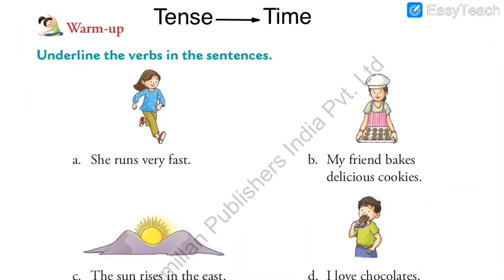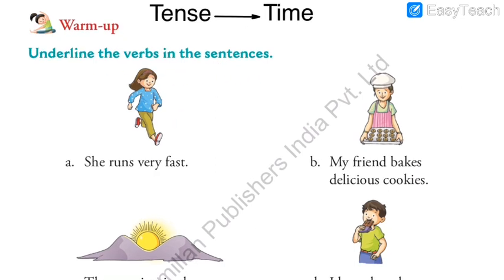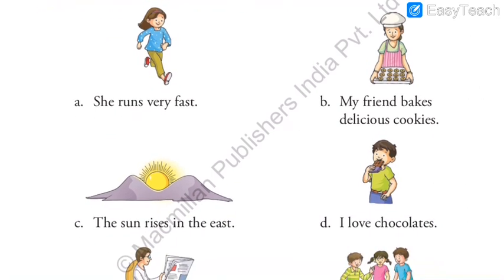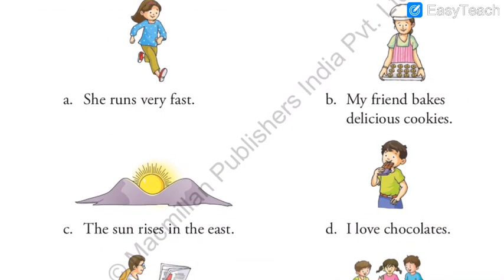And here is the warm up exercise. In the warm up exercise it is written: underline the verb in the sentences. So you need to read the sentences and underline the verb. I'll do it for you. The first sentence is: she runs very fast. So what is the verb in the sentence, my dear students?